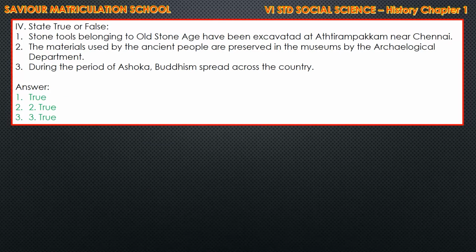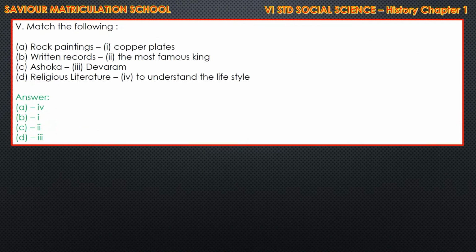On the left hand side, we have rock paintings, written records, Ashoka, and religious literatures. So you have to match them with the opposite names. Understand? Copper plates, the most famous king, Devaram, to understand the lifestyle. Yeah, very good.